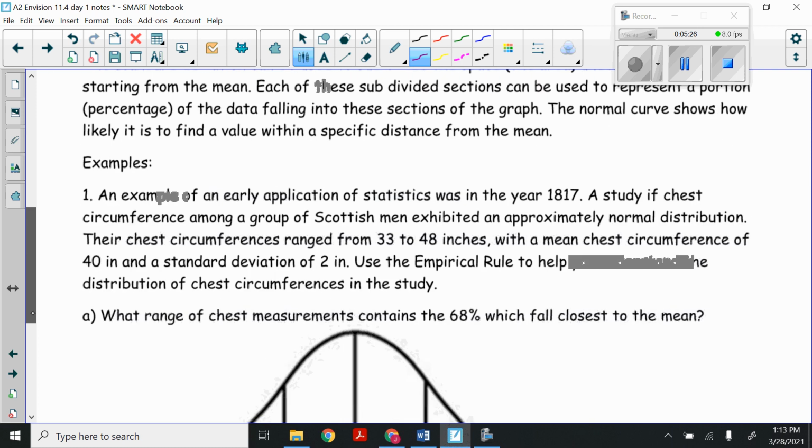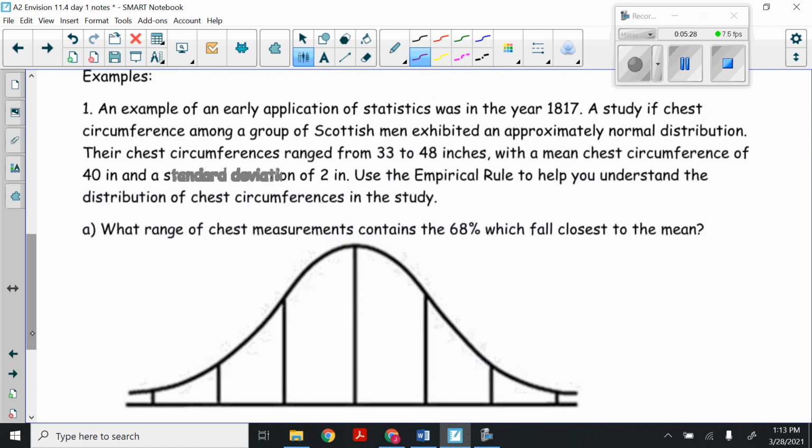All right, so let's look at some examples. An example of an early application of statistics was in the year 1817. A study of chest circumference among a group of Scottish men exhibited an approximately normal distribution. Their chest circumferences ranged from 33 to 48 inches, with a mean chest circumference of 40 and a standard deviation of 2. So my mean is 40, my standard deviation is 2 inches. Use the empirical rule to help you understand the distribution of chest circumferences.